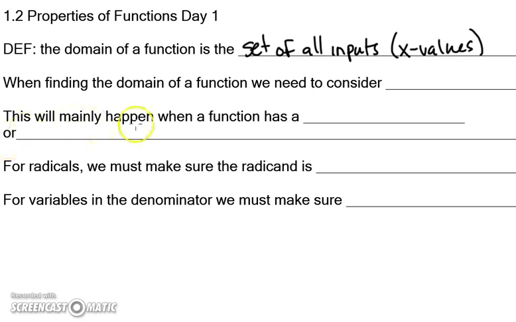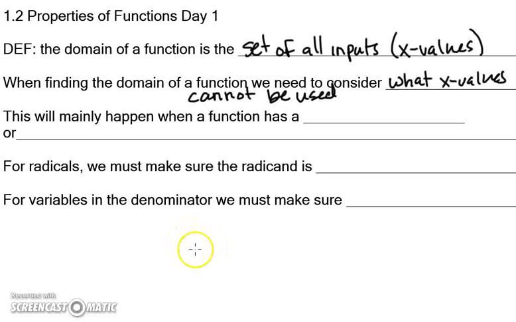When we're finding the domain, we need to consider what x values cannot be used. So instead of saying everything that we can use, we're just going to say, let's use everything except this, this, and this. Now there's two big places where this is going to happen. First is if the function has a radical. And second is if there are variables in the denominator.